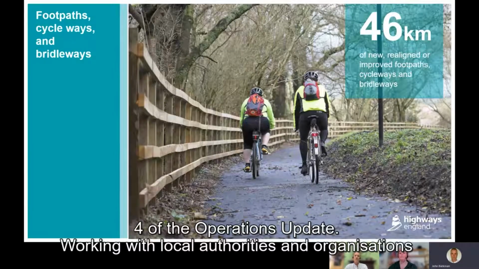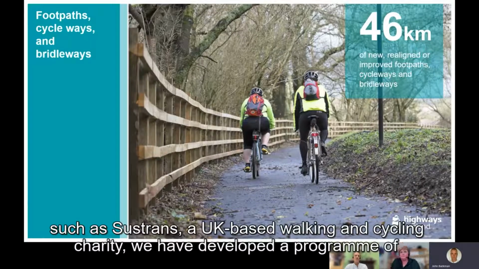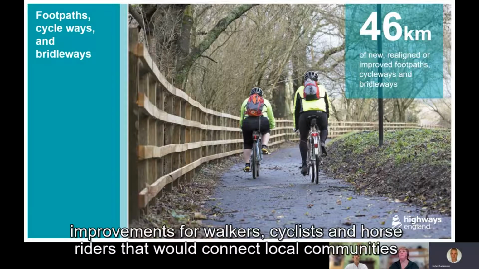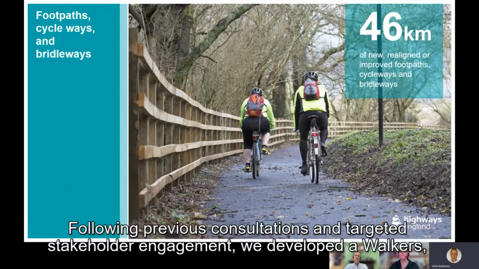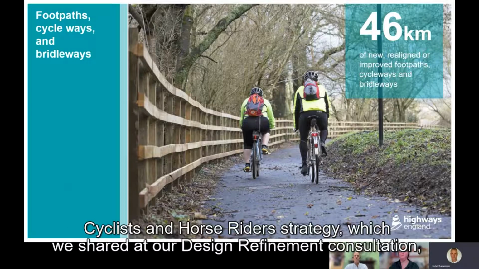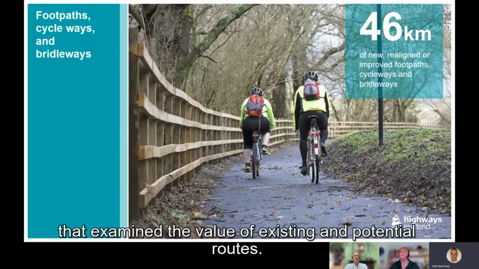Working with local communities and organisations such as Sustrans, a UK walking and cycling charity, we've developed a programme of improvements for walkers, cyclists and horse riders that will connect local communities with green spaces and promote active travel choices. Following previous consultations and targeted stakeholder engagement, we developed a walkers, cyclist, horse rider strategy, which we shared at a design refinement consultation. We examined the value of the existing and potential routes.